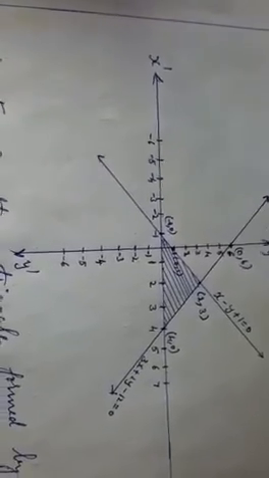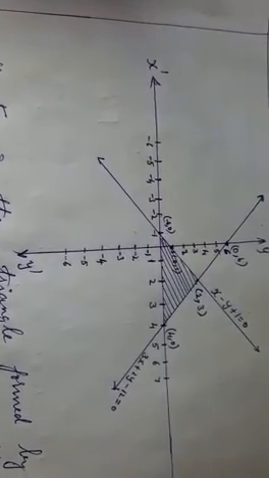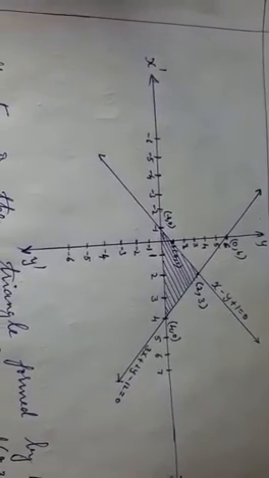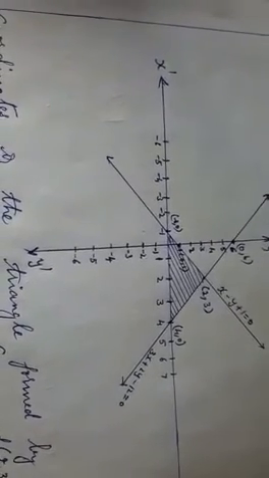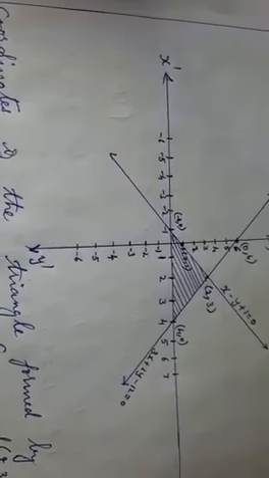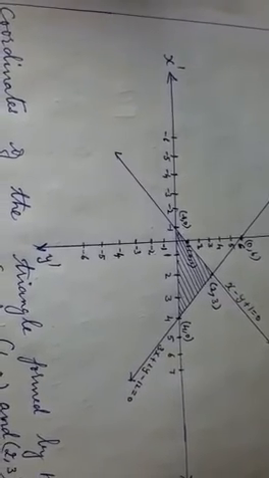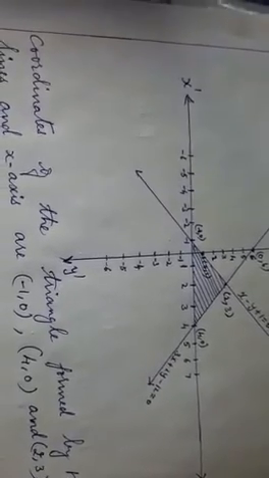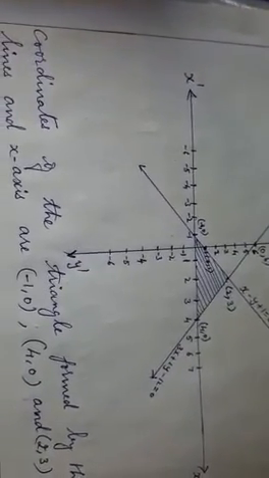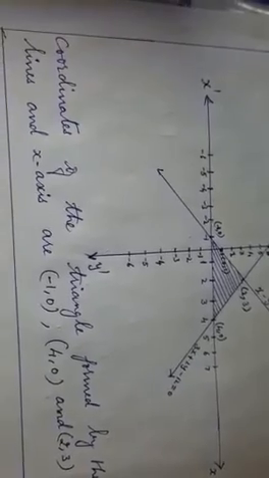That means we know that the intersecting lines have unique solution. Now we have to find the vertices of the triangle. Now the triangle, the vertices are minus 1 comma 0, 4 comma 0, 2 comma 3. And they are asked to shade the triangular region along the x-axis. So we have shaded along the x-axis.